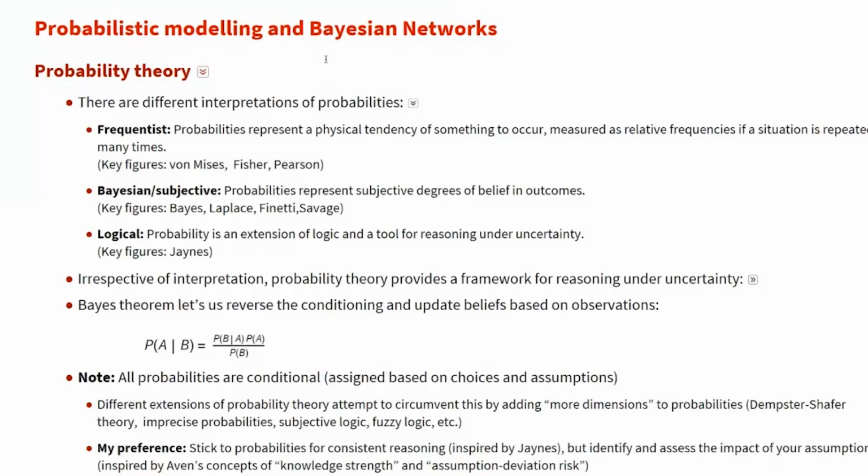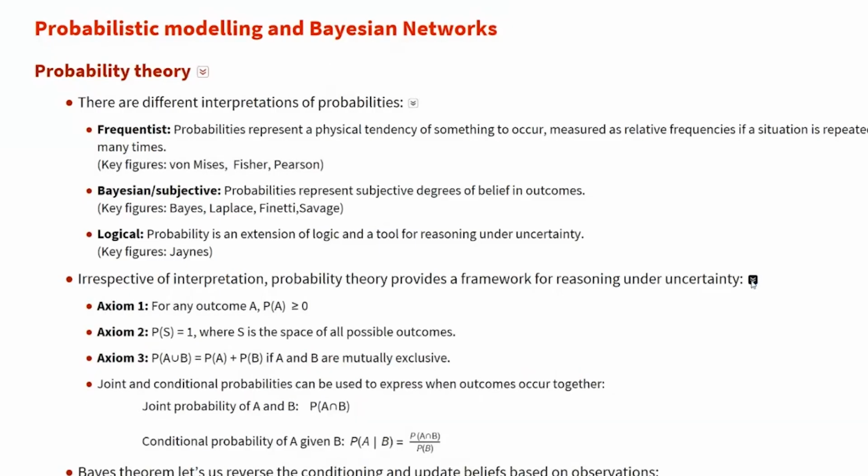You have the Bayesian or subjective interpretation, where probabilities represent subjective degrees of belief in outcomes. And you have the logical interpretation, where probability is seen as an extension of logic and a tool for reasoning under uncertainty. But irrespective of interpretation, probability provides a framework for reasoning under uncertainty. The rules for reasoning follow from these basic axioms.